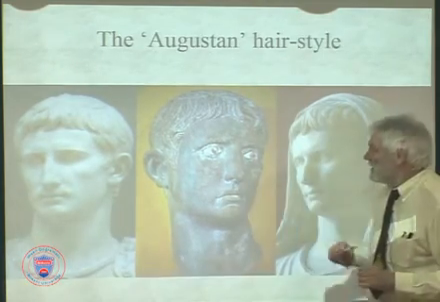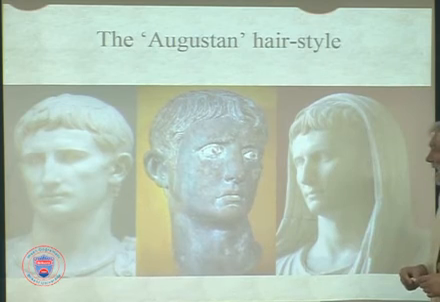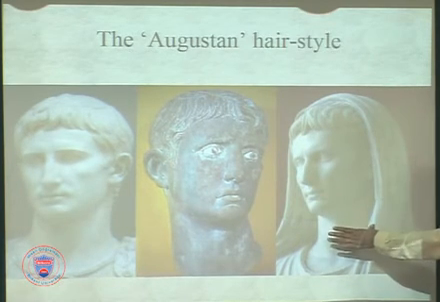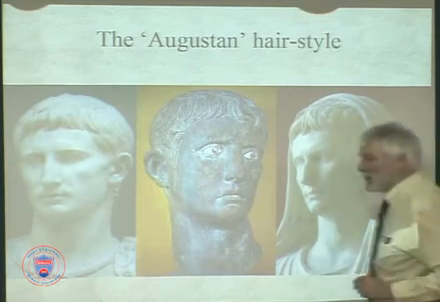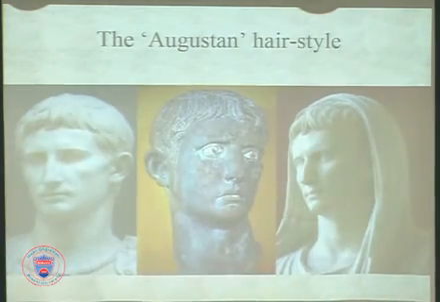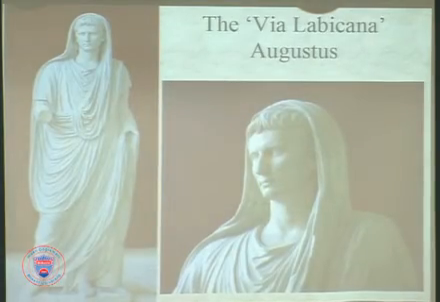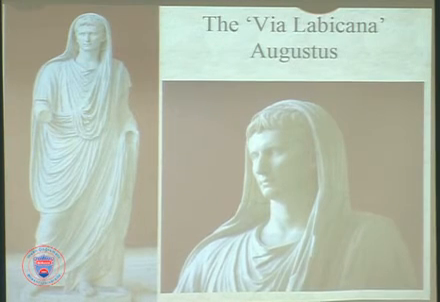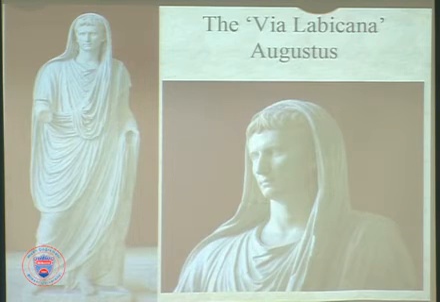This is a bronze head that was found at Arsinoe in Egypt of the younger Octavian. And this is the next one we're going to look at, statue of Augustus, to make this point of this classicizing, if you like, this more idealized representation is coming into fashion. The Via Labicana statue. The Via Labicana is a road leading out of Rome. The statue was found by the road.